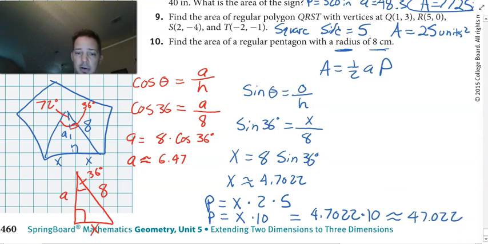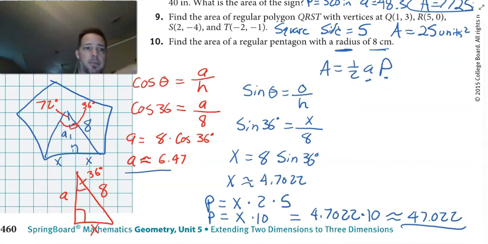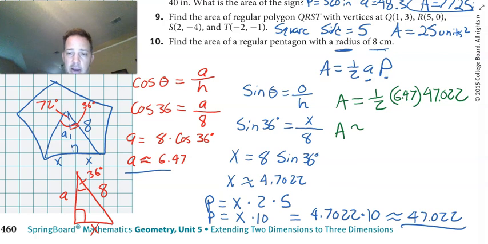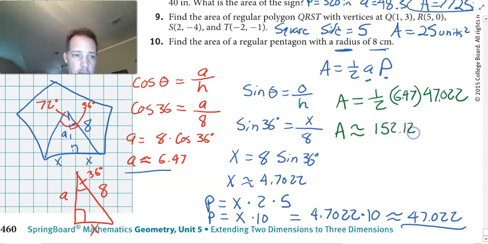Now that I know the perimeter and the apothem, I can go ahead and plug those in up there. So area equals 1/2. For the apothem, I got 6.47. And for the perimeter, I got 47.022. So type that in our calculator, 6.47, 47.022. Looks like we get the area equals approximately 152.12. And the units on this would be centimeters squared.